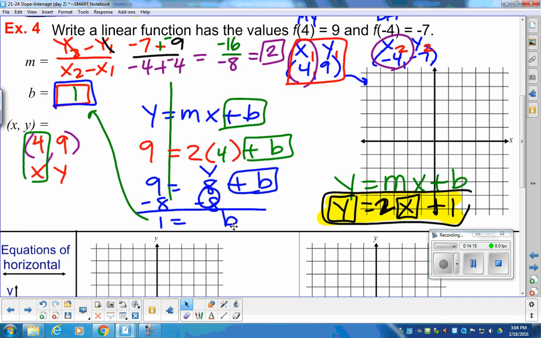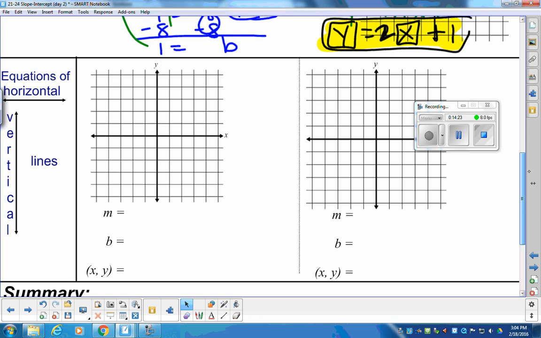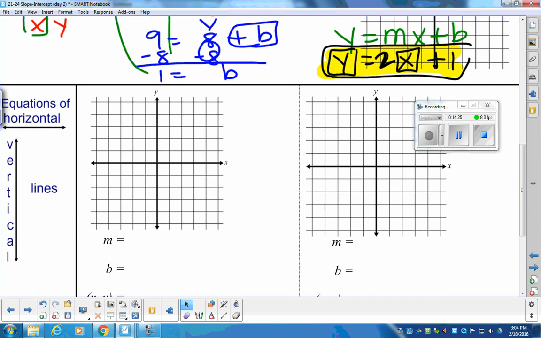Okay, hang in there, guys. You're doing a great job. I know we're already at 14 minutes in this video. We're almost there. The last 2 problems I would like to talk about is equations of horizontal and vertical lines.